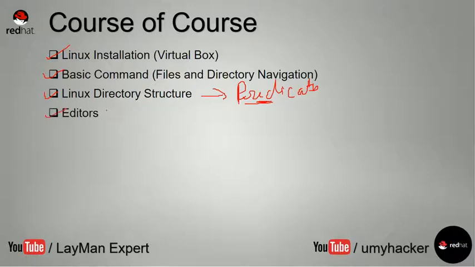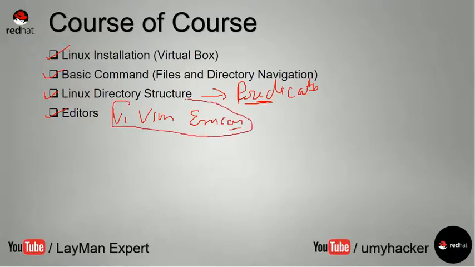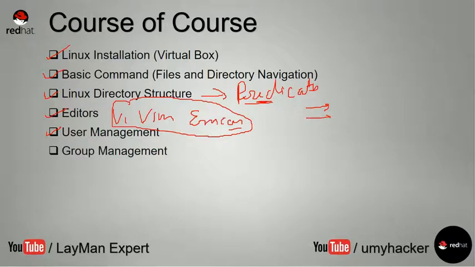Then editors like VI, VIM and Emacs, which you use to create configuration files and edit files in Linux. Then user management, just like in Windows or any other operating system: creating a user, multiple users, managing them, giving them permissions and restricting them. So all these things will be in user management. Then group management, and permissions like ACL, access control lists, and which user can access which kind of file, which user will have unrestricted permission, and which will only be able to read certain directories.